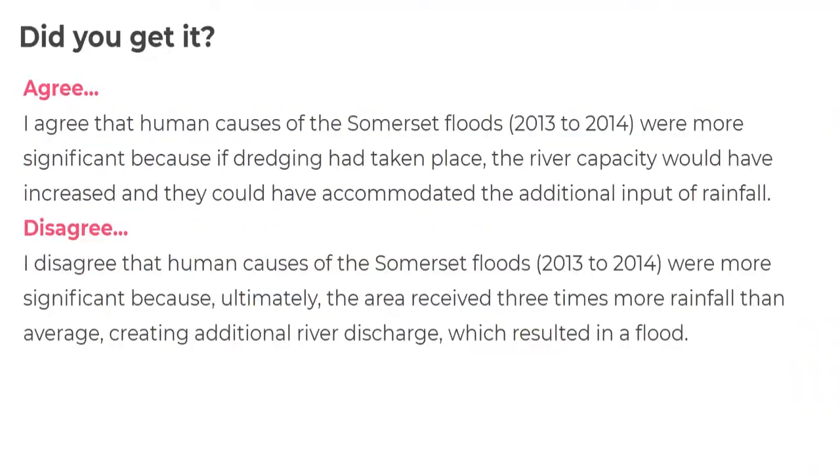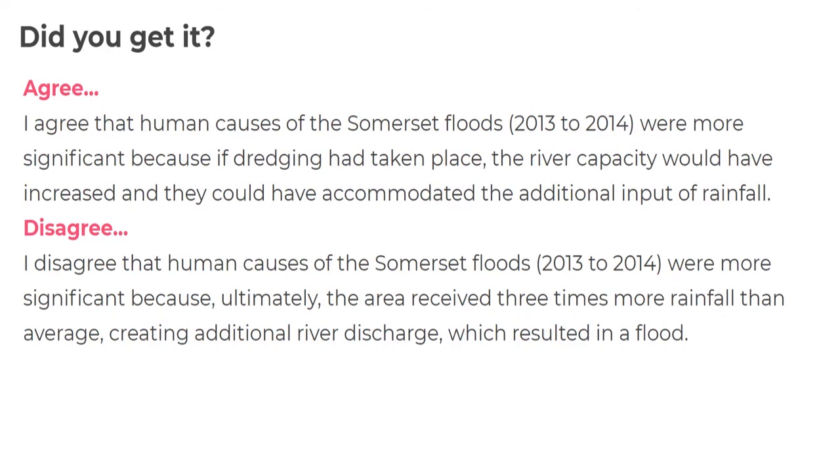So we're now ready to mark your work. You're going to need to use a different colour pen in order to do this. So I've given an example of a reason to agree and a reason to disagree with the statement. Your answer may not be the same as mine, and that's absolutely fine, but you must ensure that you have given a reason for your view. So a reason to agree could be, I agree that human causes of the Somerset Floods 2013 to 2014 were more significant because if dredging had taken place, the river capacity would have increased and they would have accommodated the additional input of rainfall. Or you might want to disagree with the statement.